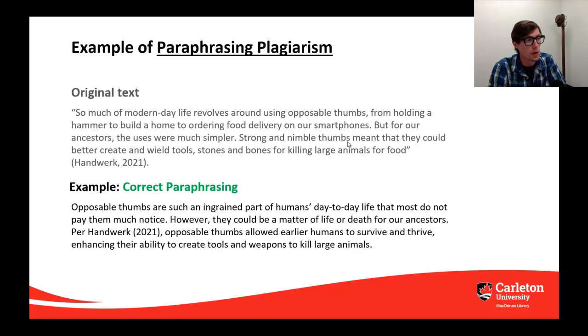Here's an example of a better, correct paraphrasing. I'm not going to read the original out, but I'm going to read the correct paraphrasing out now. So opposable thumbs are such an ingrained part of humans' day-to-day life that most do not pay them much notice. However, they could be a matter of life and death for our ancestors. Per Handwork 2021, opposable thumbs allowed earlier humans to survive and thrive, enhancing their ability to create tools and weapons to kill large animals. So you can see a couple things here.